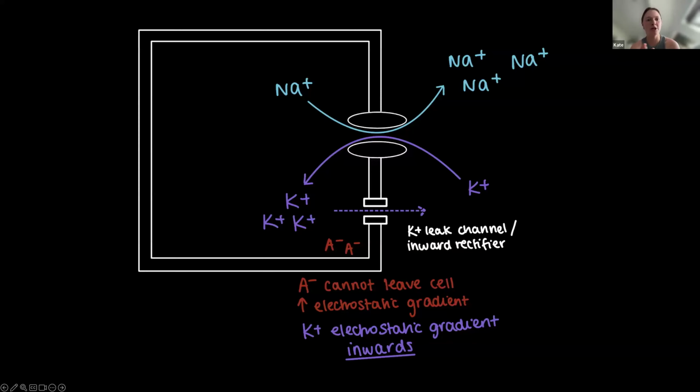And as more anions build up inside the cell without potassium to equalize that charge, a negative charge builds up in the cell. And in turn, this attracts some potassium ions back into the cell. And that's called the electrostatic gradient. So we have the potassium concentration gradient going outwards, and then the potassium electrostatic gradient going inwards. And the electrostatic gradient doesn't actually require many potassium ions to move back in, so it doesn't actually affect this concentration gradient that's already established. It only requires a couple to equalize that electrostatic gradient.